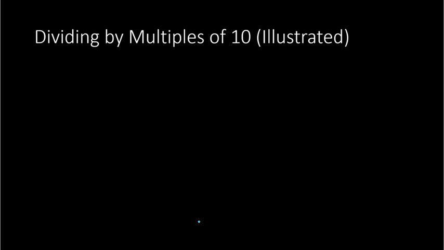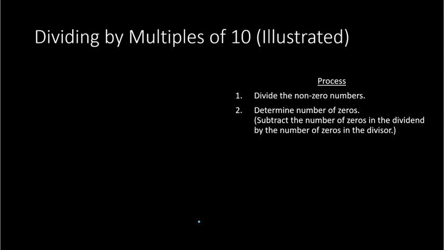When you're dividing by multiples of 10, your process is as follows. Step 1, we will divide the non-zero numbers. Step 2, we can then determine the number of zeros, and we can do that by subtracting the number of zeros in the divisor from the number of zeros in the dividend.